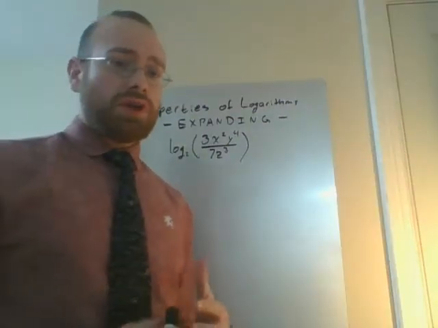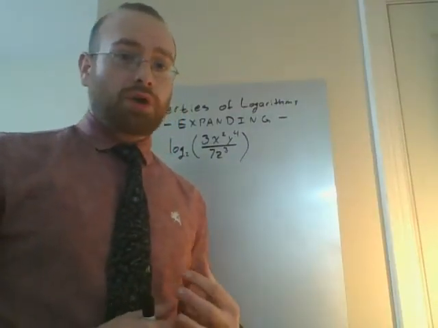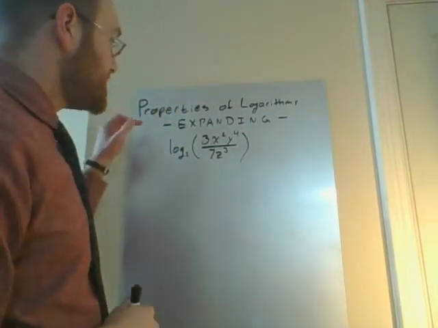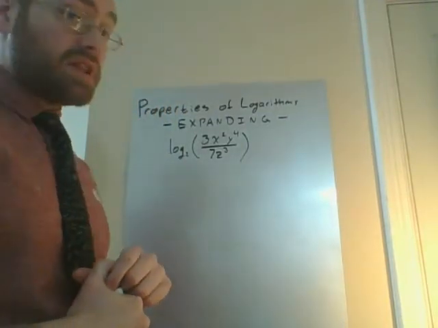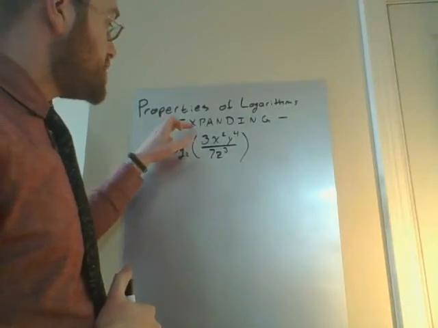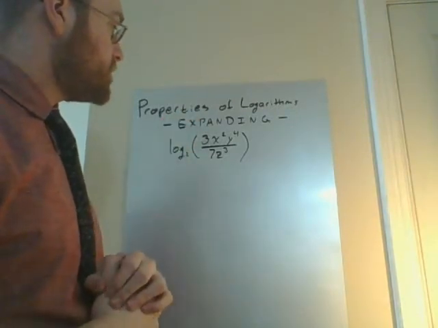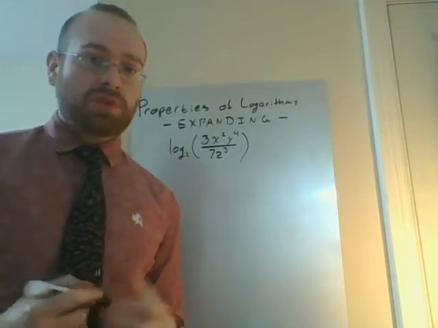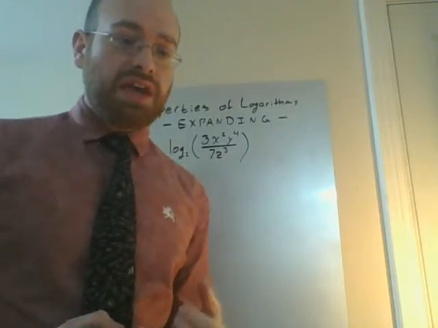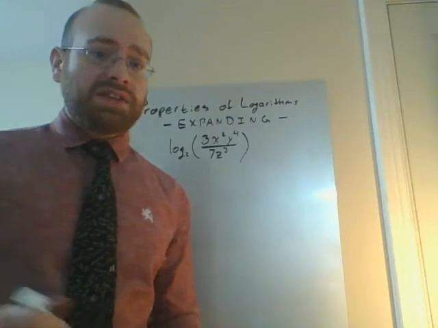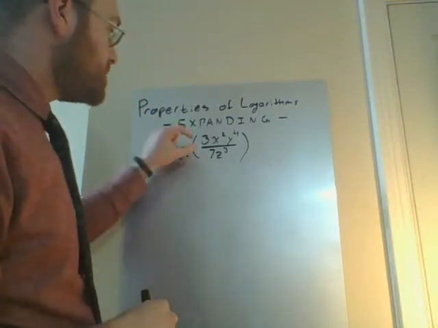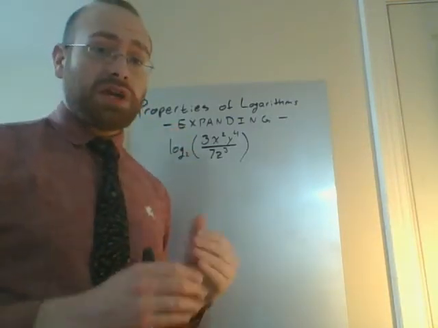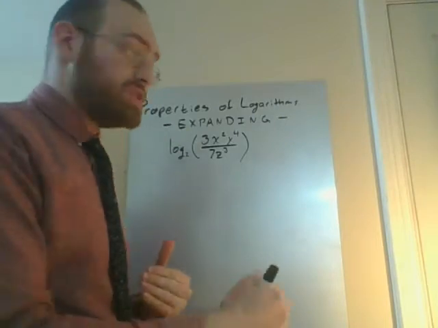So we are going to do a quick example reviewing our properties of logarithms by expanding the expression log base 2 of 3x squared times y to the fourth power, all divided by 7 times z cubed. The first of the properties that we're going to use is the quotient property. This means whenever we see something being divided inside a logarithm, we can turn that into subtraction outside.